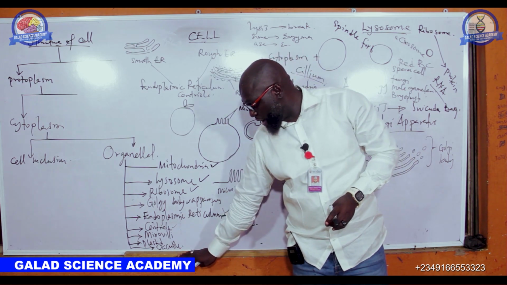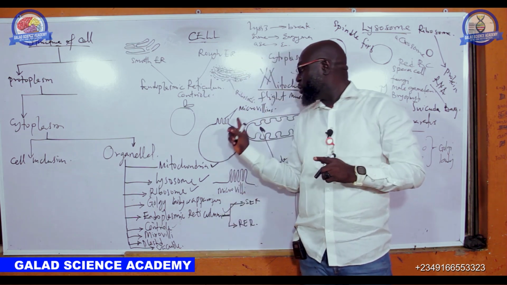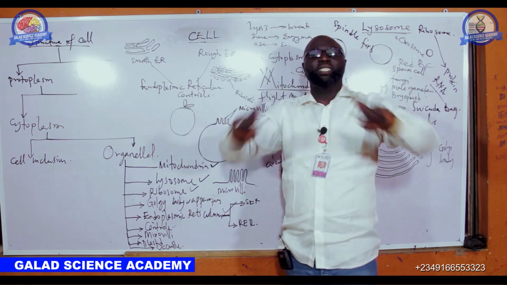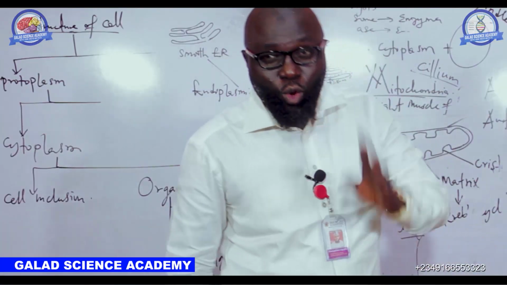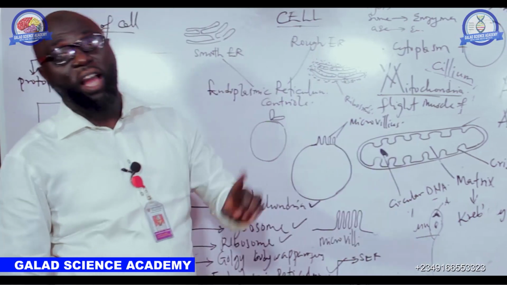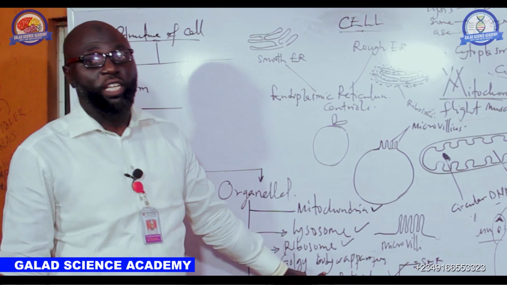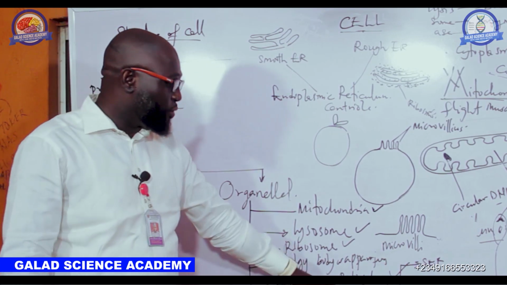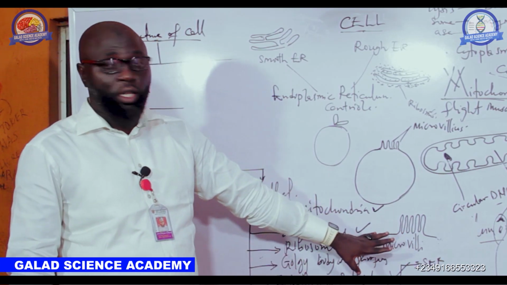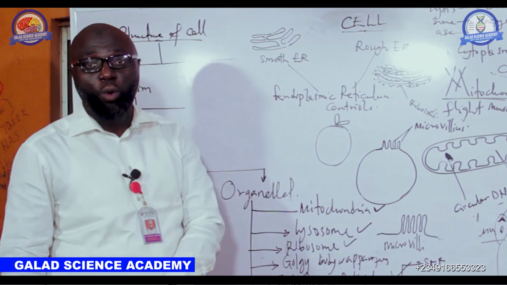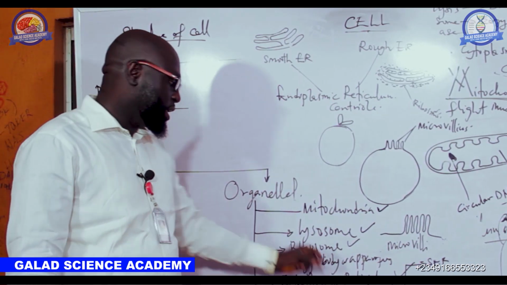The next organelle we have now. Again, this microvilli can be found in animal cells only. There are two organelles that can be found in animal cells: centriole, which is for cell division, and microvilli, for the absorption of digestive particles in the small intestine.